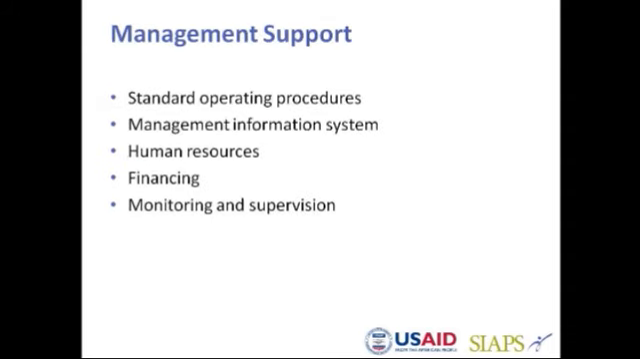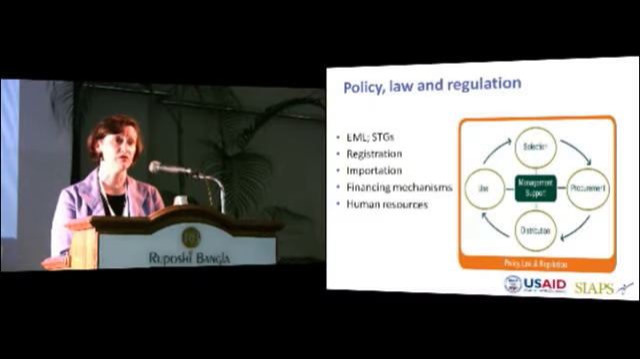And then in terms of management support, which goes throughout the whole process, we should have standard operating procedures in place that deal with quality assurance, and my time's up, so I'm going to go fast. Our management information system, which of course will help us understand our needs and assist with procurement, human resources issues, financing resource issues, which is enormous, monitoring and supervision. There's been some discussion on indicators. And then finally, all of this happens in a policy and legal framework.